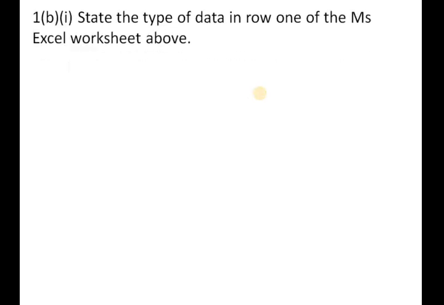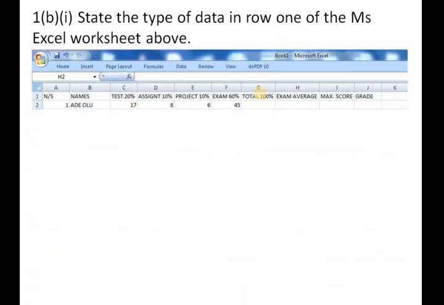Okay, now let's look at the first row. This is the first row. You can see in the first row, you have number 1 here, and all these things are tests. So the data type in the first row is tests.